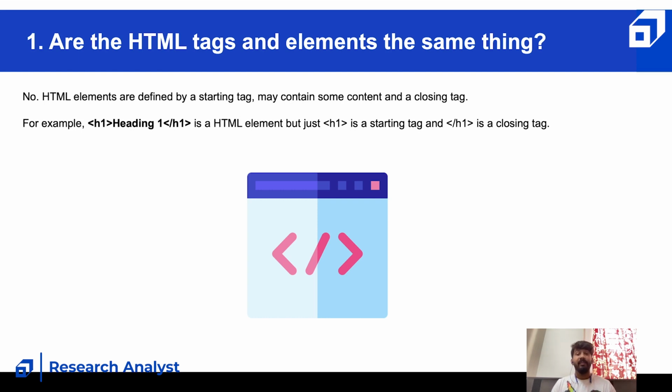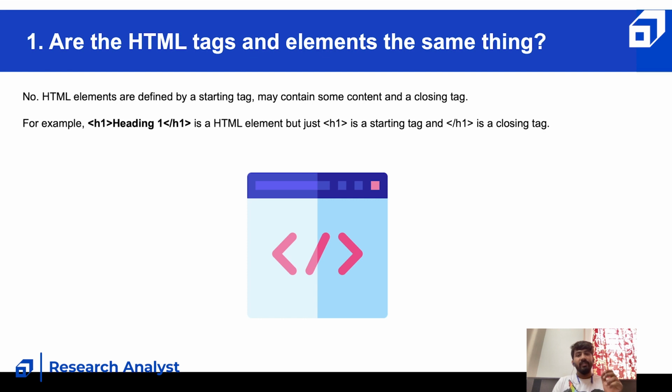Are the HTML tags and elements the same thing? No, HTML elements are defined by a starting tag, may contain some content, and a closing tag. For example, HTML tags are just the tags, okay? For example, h1 opening tag, "Heading 1" is the text written in between, and then the closing tag. That h1 is the element, because it consists of both the starting and ending tags with some content inside of it. So that put together is called an element.